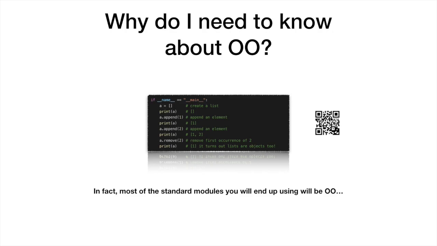But why do you need to know about object orientation at all? It turns out that most modules you will end up using in Python are object-oriented. In fact, even lists are objects. The fact that you access elements using square brackets instead of the hidden function underpinning this operator is simply syntactic sugar, as computer scientists call it.